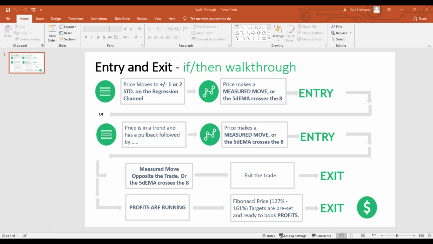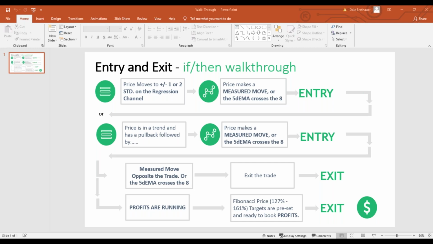Okay, so our entry and exit, the tools we use, of course, are the standard deviation on the regression channel. And when the price moves out of bounds, if you will, either plus or minus 1 or plus or minus 2, that piques our interest, because the price is contained within the regression channel. And we're looking for the price then to revert back to the mean.